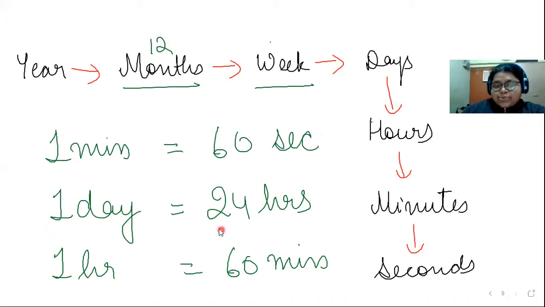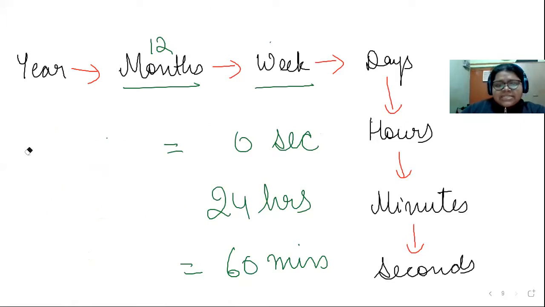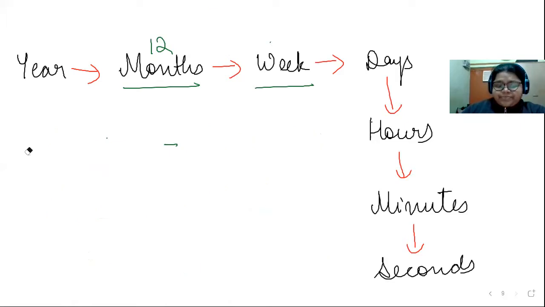1 day has 24 hours. 1 hour is equal to 60 minutes. And 1 minute is equal to 60 seconds. So when we understand this, this is very important. Now, let us understand how it is related.